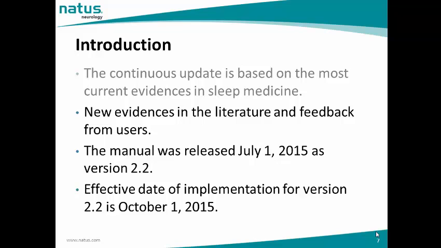A scoring manual committee oversees the content and makes recommendations when content changes are indicated: when a need for clarification exists, there is a new technology, or the literature suggests that updates are needed. The updated manual was released on the 1st of July 2015 as version 2.2.